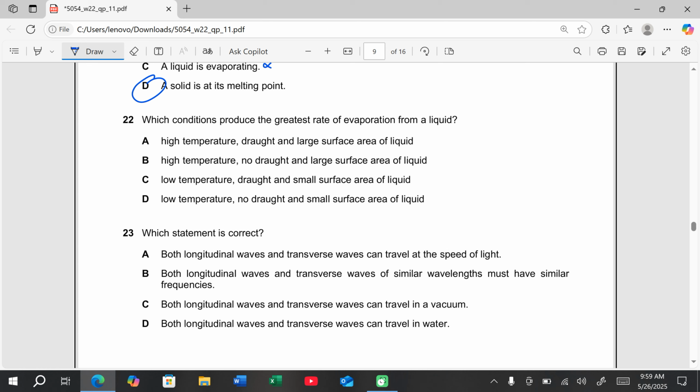Which condition produces the greatest rate of evaporation of the liquid? Higher temperature, yes. So low temperature is wrong. Draught, yes. Larger surface area, yes. So A is the right answer.